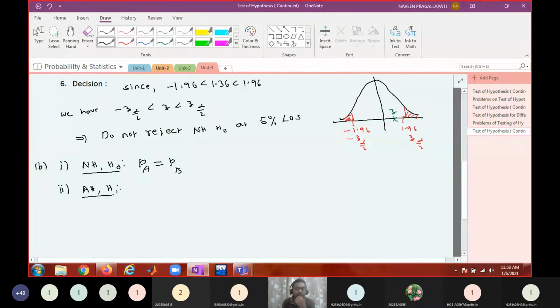PB superior to that of PA. Either you write like this, or what is the other way of writing this? PA less than PB. If you are applying this formula, then the test statistic will be PB minus PA minus delta by root of, and so on. If you are applying the other formula, then PA minus PB. In this case you have to apply right one tail test. In this case you have to apply left one tail test. Is it clear?